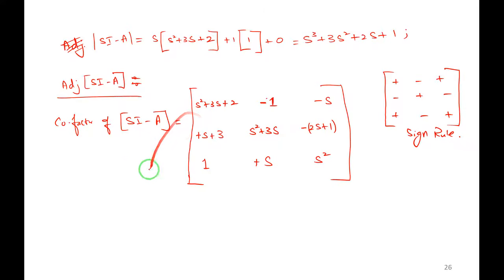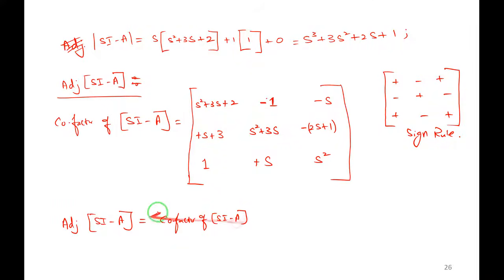Then we have to take transpose so that I will get adjoint of SI minus A, right? So adjoint of SI minus A is nothing but the transpose of cofactor matrix, right? So take the transpose of cofactor matrix. So cofactor of SI minus A, its transpose I have to take, right? So already I have the cofactor of SI minus A, its transpose. So rows will be converted to columns. So let me make it here. So this row, first row, it will be converted to column. S square plus 3S plus 2, right? Then minus 1, then minus S.